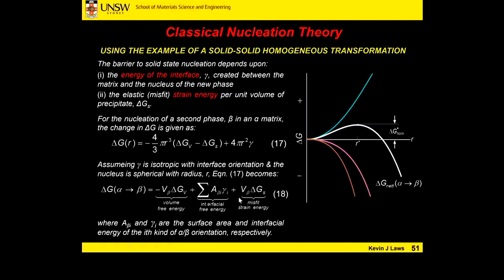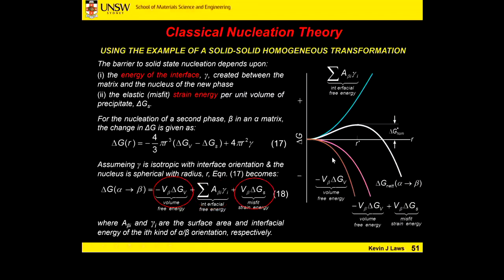Plus this misfit strain energy here. This is associated with the volume of beta that's forming, multiplied by the free energy of the new solid, GS. When we combine those two, we've got our equations here. When we combine them, we end up with this line here, plus the misfit strain energy. So having this additional misfit strain energy in our equation, we shift over to here.